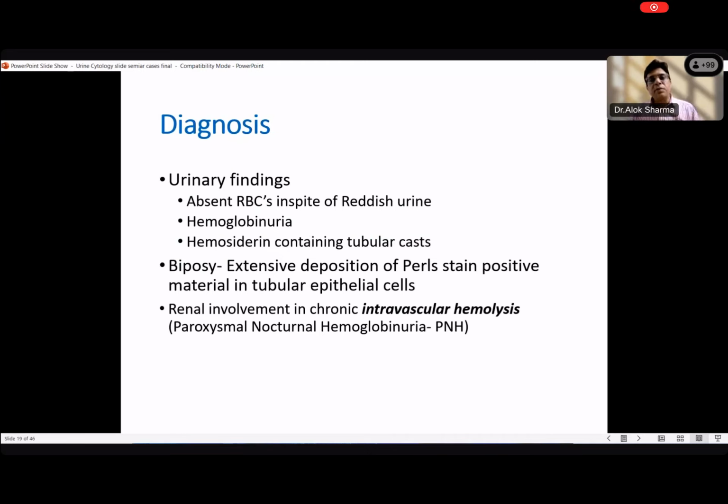So the takeaway message is absence of RBCs in spite of reddish urine, presence of hemoglobinuria, hemosiderinuria, and pearl stain positive in tubular epithelial cells, evident both in biopsy as well as your urinary sediment, right? So very good, well done. Thank you for the input.